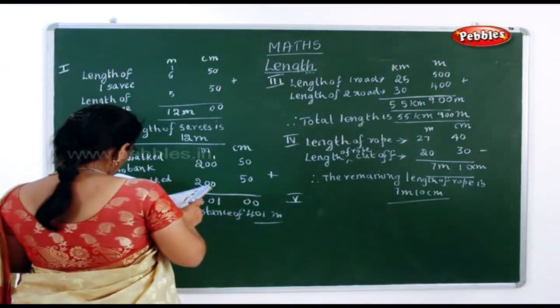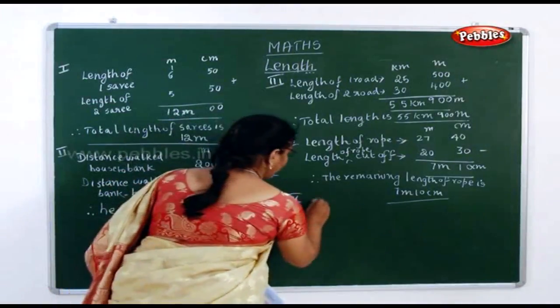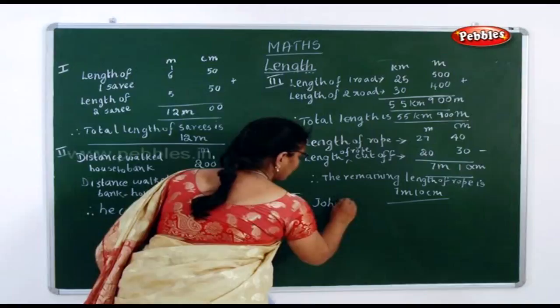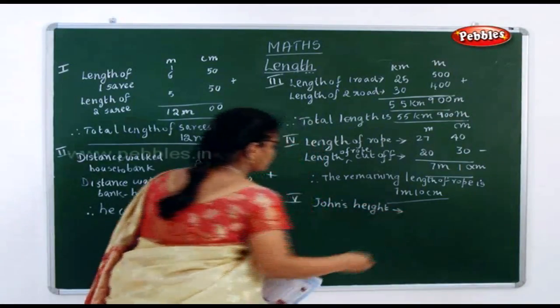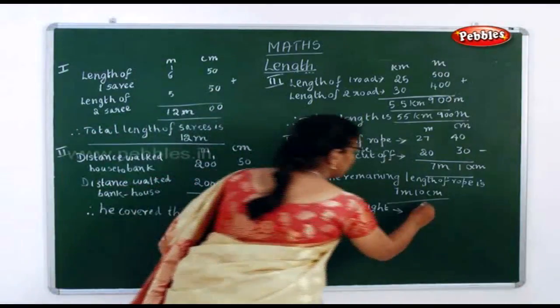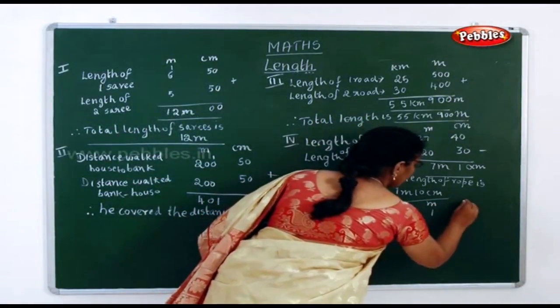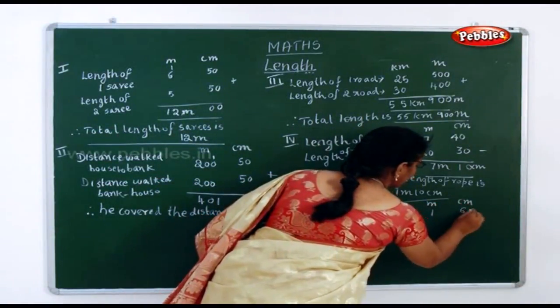James. Sorry, first one is what? John. So John's height, you have to write John's height, because only height you are talking about here in this question. So what is John's height here? It is 1 meter and 60 centimeter.